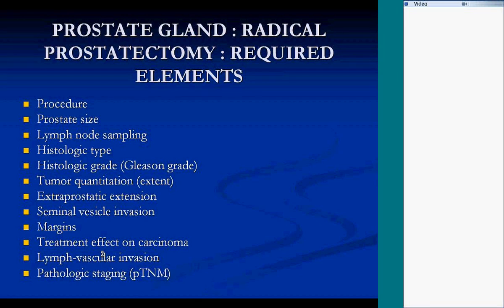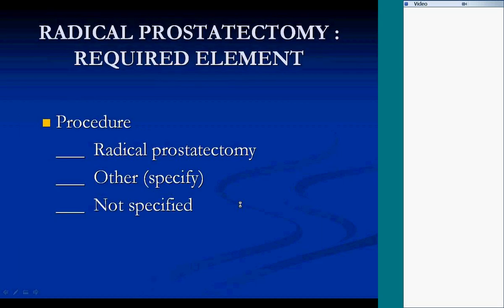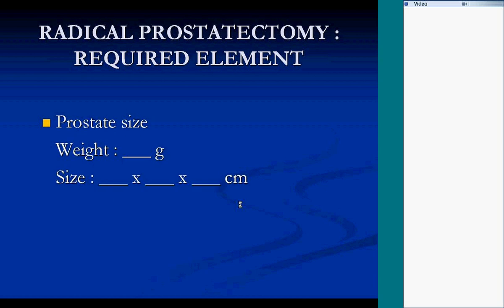So moving along to our last major category, in the last part of our session, here are the required elements for reporting for radical prostatectomies. And the list is much longer, so we're going to be spending a little bit more time on this. Procedure is very straightforward, radical prostatectomy. You can also state what type of radical prostatectomy in this era, whether it's open or laparoscopic or robotic-assisted, for example. And then the weight is important, as is the provision of the size in 3 dimensions.